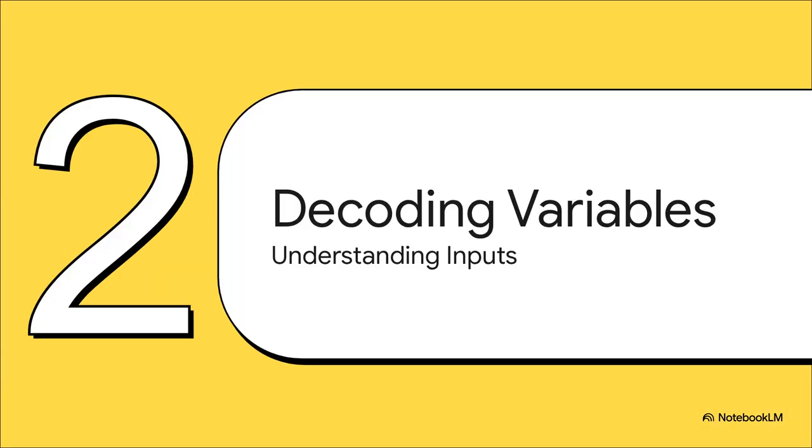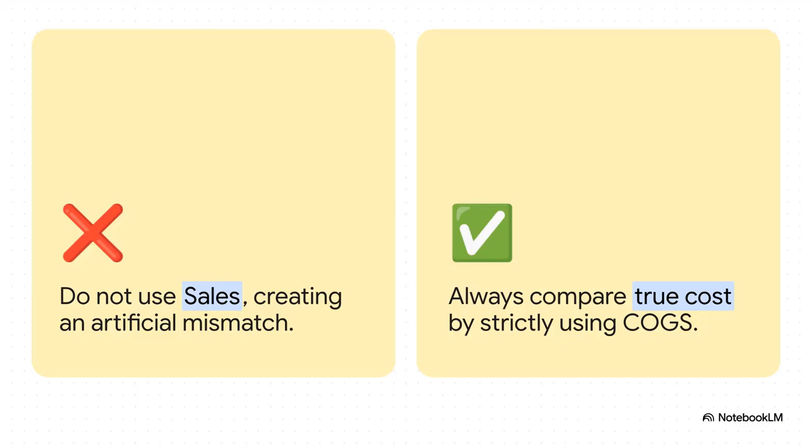Moving right along to section 2, decoding variables. Memorizing formulas is one thing, but to really master this, we have to understand the why behind the inputs. And this right here is where so many people trip up. When you're calculating inventory turnover, you might instinctively want to use sales or revenue as the numerator. Do not do it. We have to strictly use cost of goods sold. Why? Because it's an apples-to-apples match with the underlying valuation of the inventory itself. Remember, inventory sits on the balance sheet at its cost. If you use sales in the numerator, you're including the profit markup, right? That creates an artificial mismatch that's going to totally inflate your ratio. So always compare cost to cost.